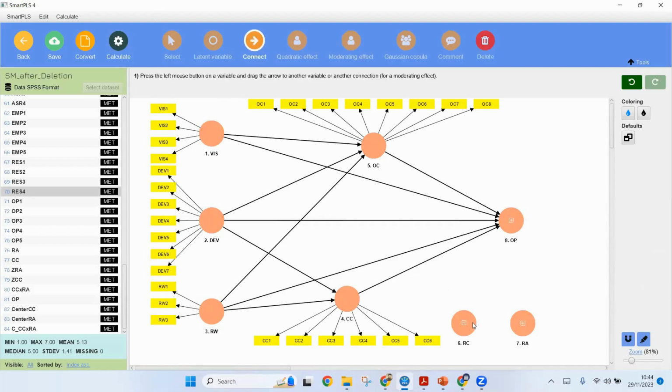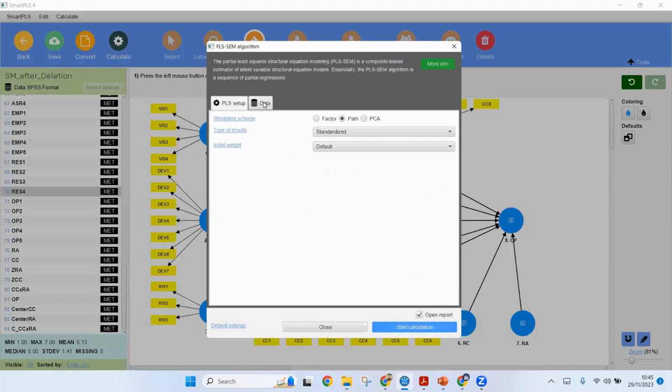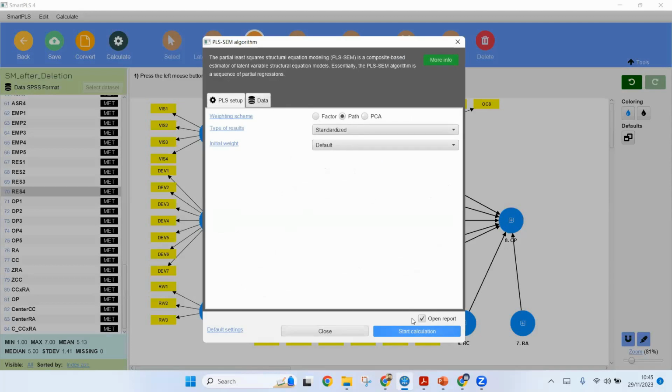Connect. Since they were moderating the relationship between CC and OP, the two moderators will be linked to the DV of the relationship that they moderate. Now this is done, and step one is to go to Calculate, PLS-SEM algorithm, path, start.